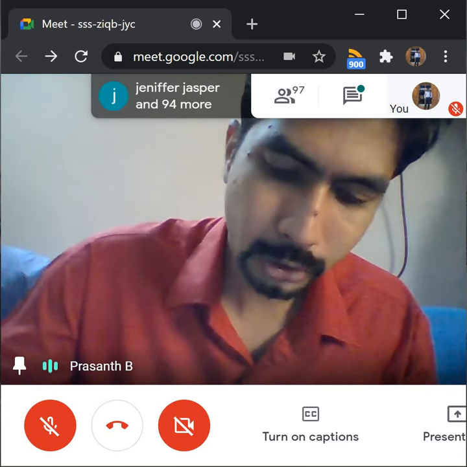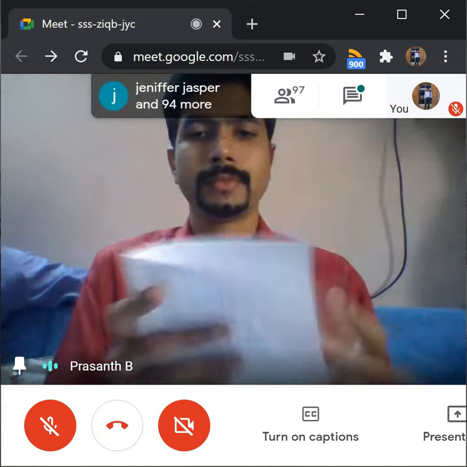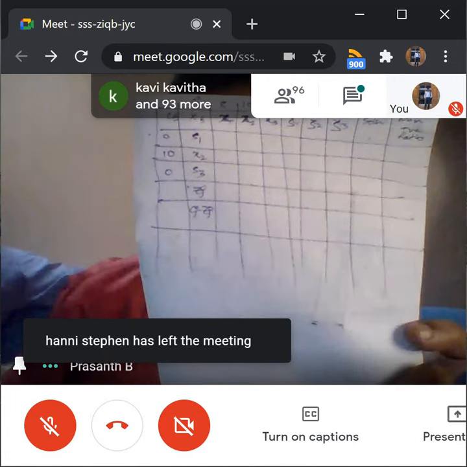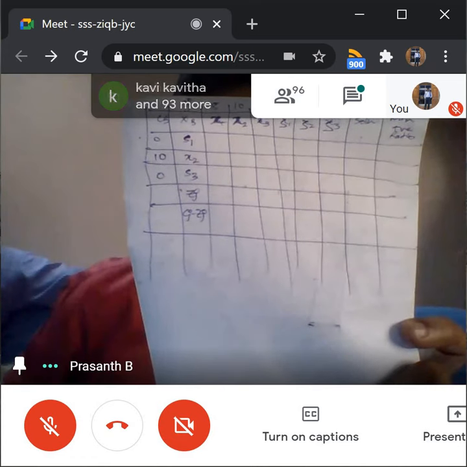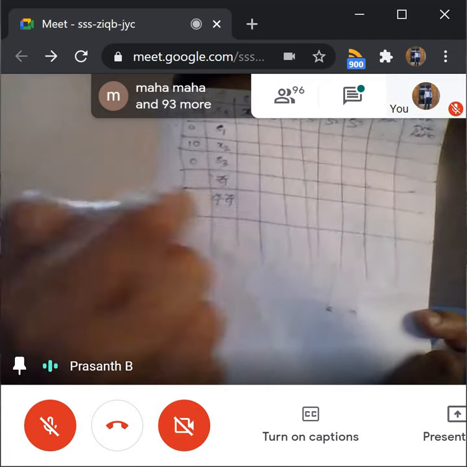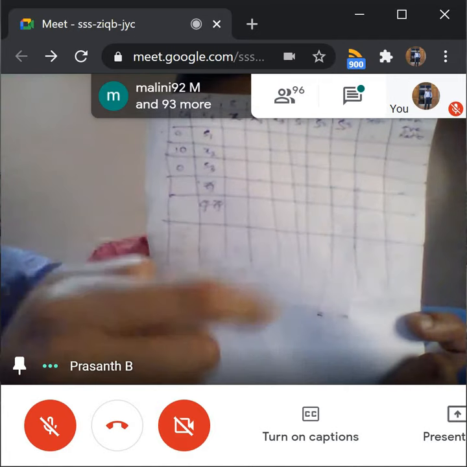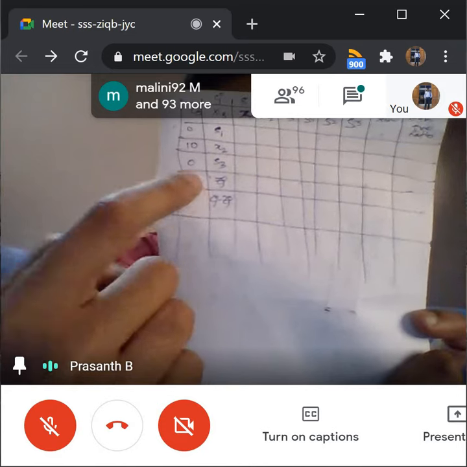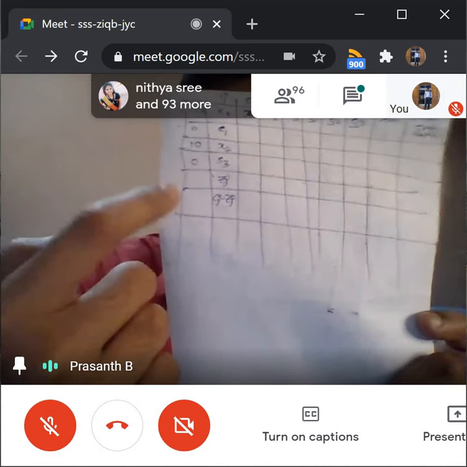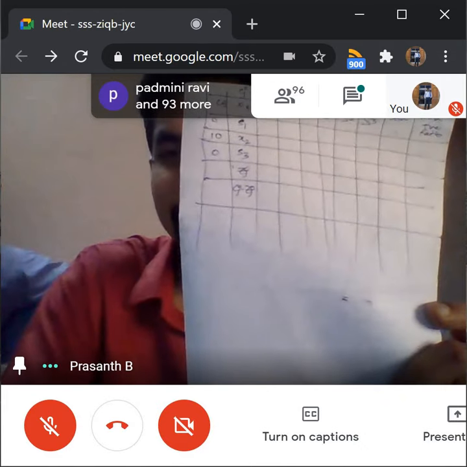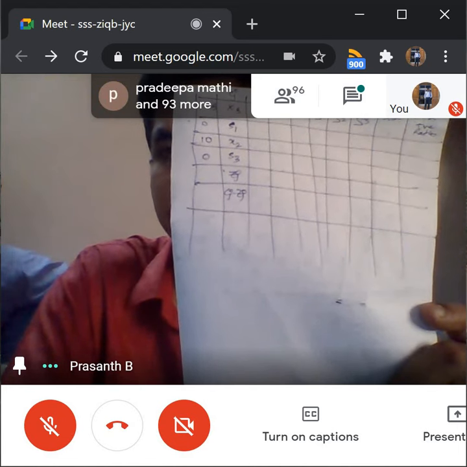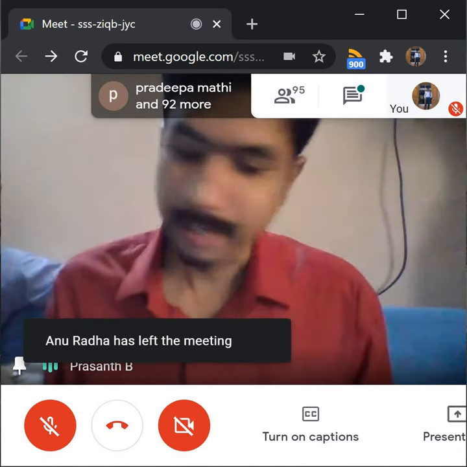So your table should look something like this. Correct? Okay, sir. So S2 has left. It has been replaced with X2. When S2 was there, that value was 0. Now X2 is there, that value is 10. Okay, sir. It's clear.